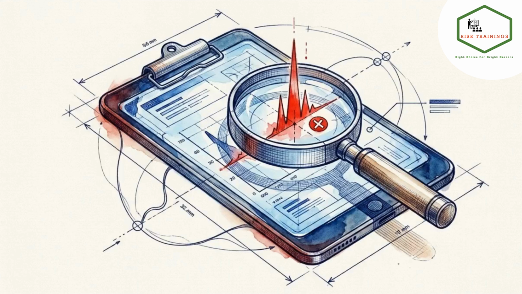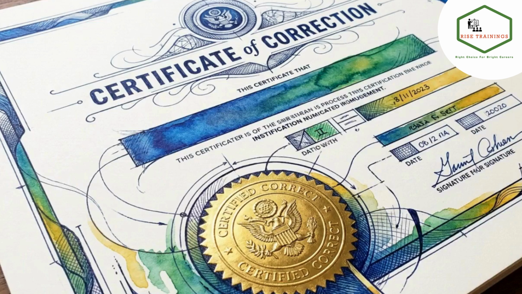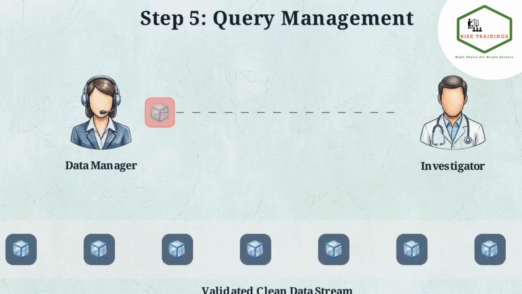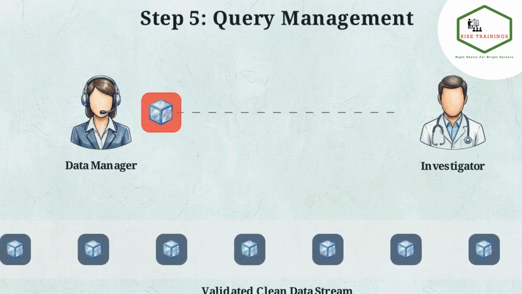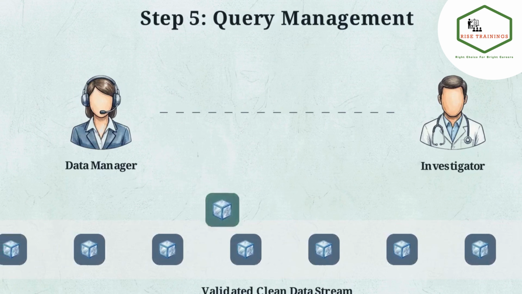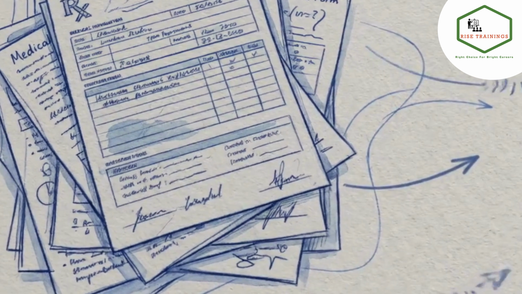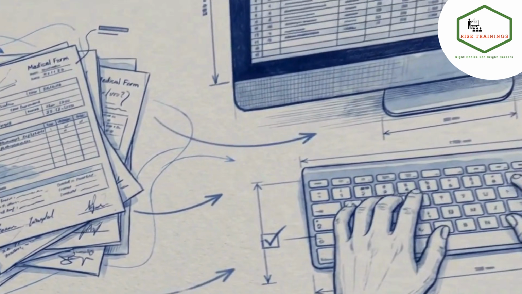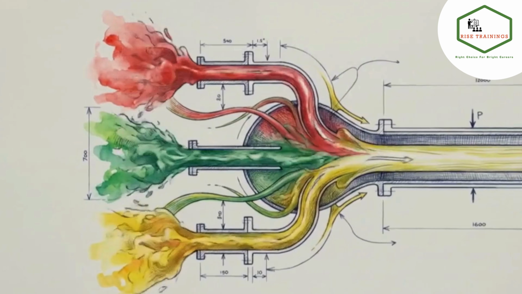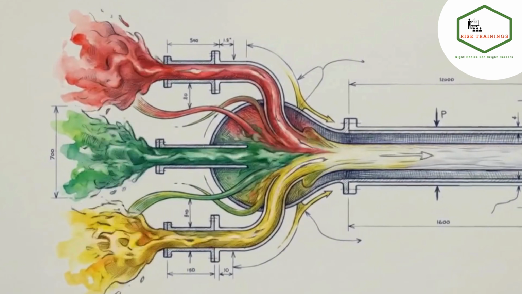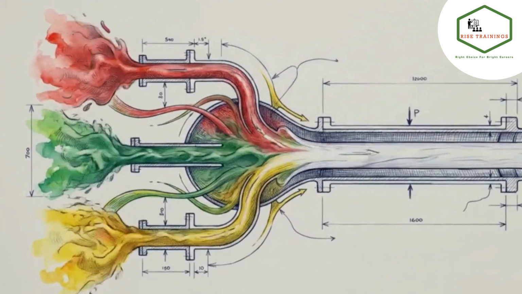To resolve these discrepancies, the system relies on Step 5, query management. This is the formal, documented mechanism for correcting questionable data. A query follows a strict lifecycle. The data manager raises a query, the site investigator responds with a correction, and the manager verifies the fix. Once resolved, this corrected data is injected back into the main clean stream. Query management acts as the engine that forces messy real-world observations to conform to the rigid logic of the study protocol.